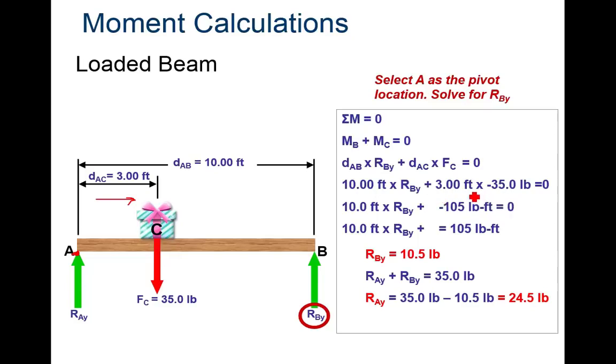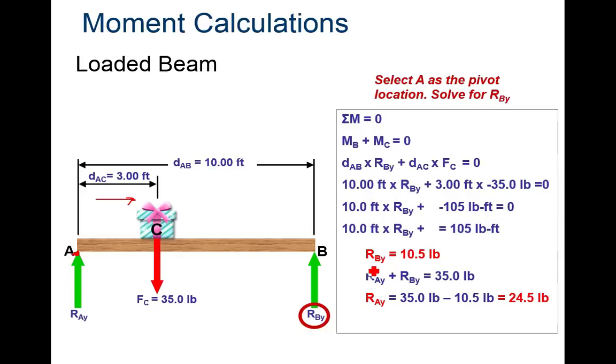And we can combine some stuff. We end up with negative 105 equals 0. When we bring that 105 to the other side, it turns positive. This should be familiar. It's just like our previous problem. And now we can solve for RBY by dividing both sides by 10. And we end up with RBY is 10.5.